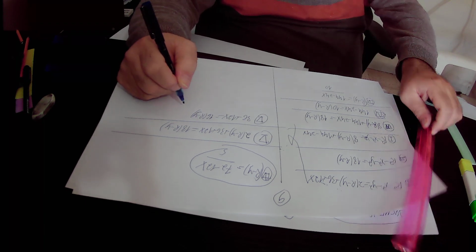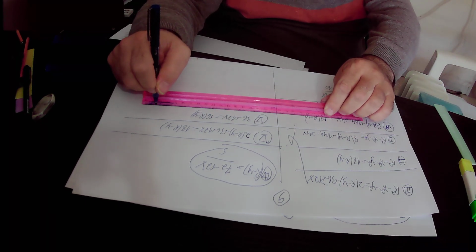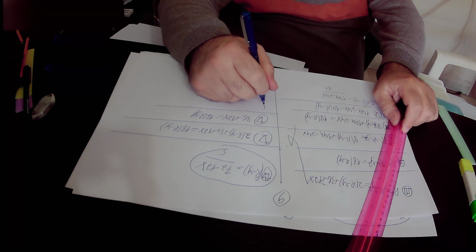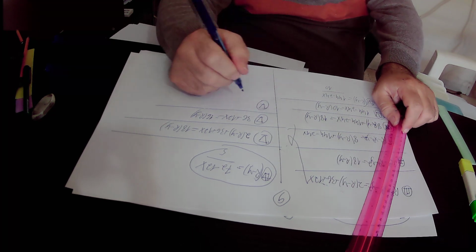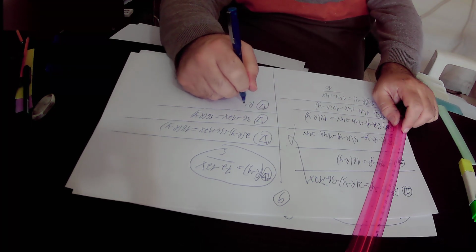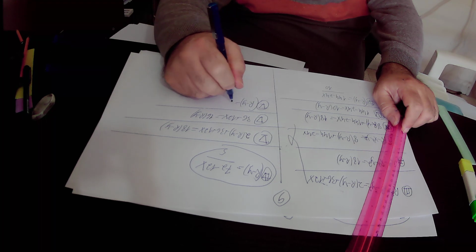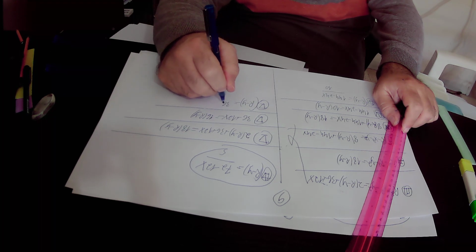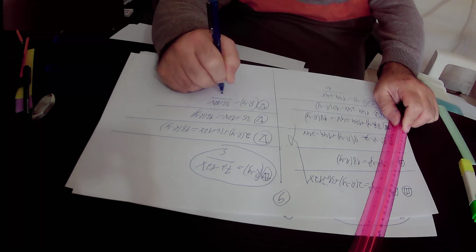Here we'll divide equation number 5 by 16, and we'll get that according to equation number 5, R minus Y is equal to (36 plus 12X) over 16.